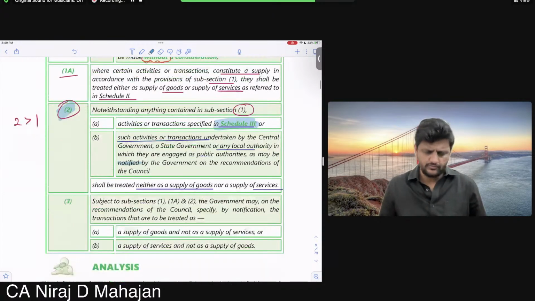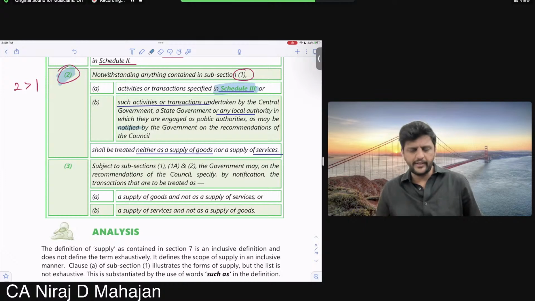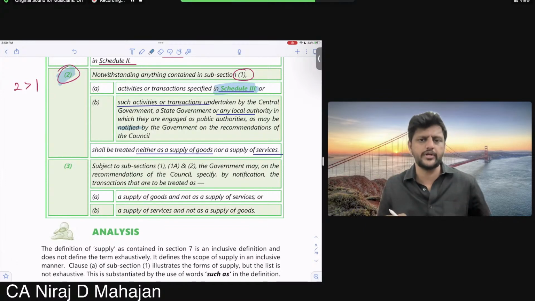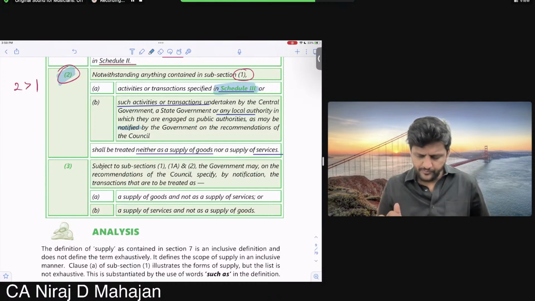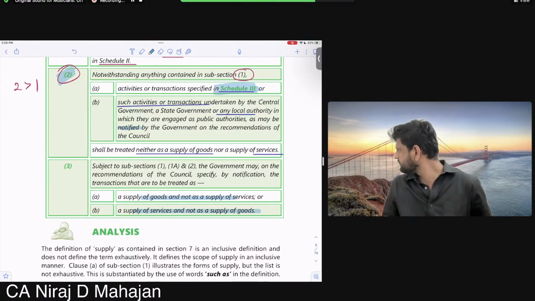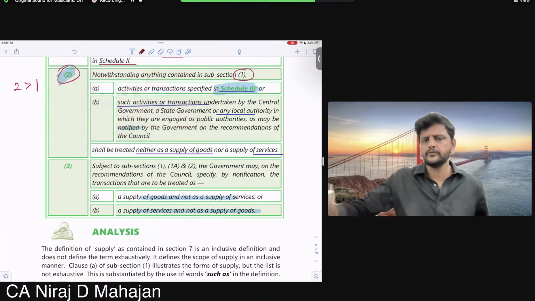And subsection 3, बच्चों, is subject to 1, 1A and 2. So 3 is subordinate, junior. The government may, on the recommendations of the council, specify by notification the transaction that will be treated as either supply of goods and not supply of services, or supply of services and not supply of goods. That is okay. Again, a bifurcation between goods and services. ठीक है? Done? All of you okay till here? बोलो हाँ.